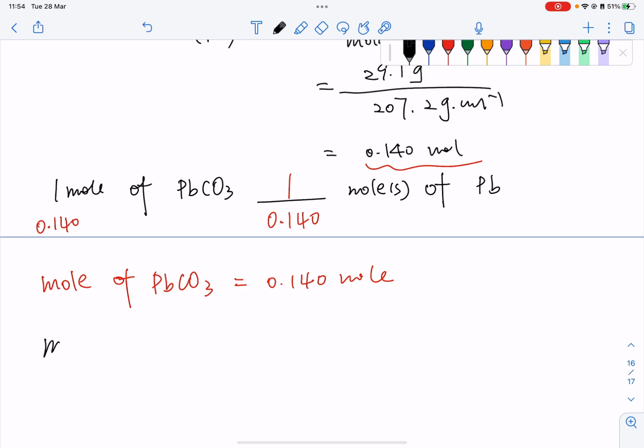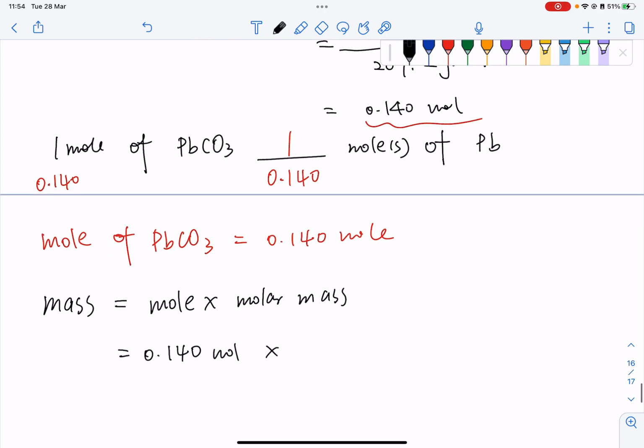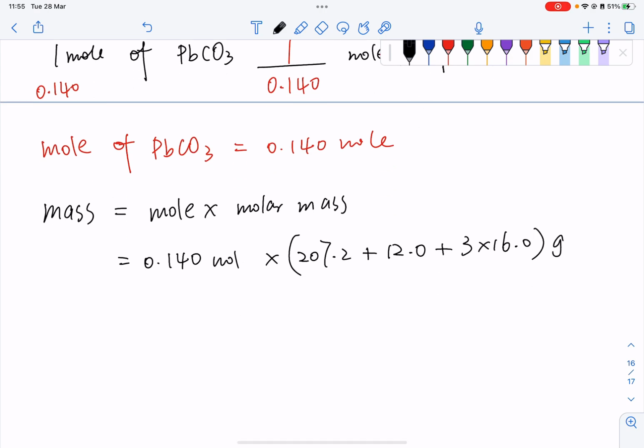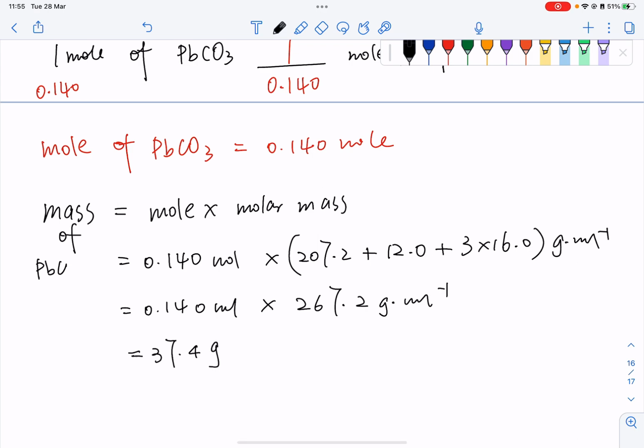If we have the mole, can we calculate the mass? Remember, mass is the mole times molar mass, right? So here we can use 0.140 mole times the molar mass, which should be 207.2 plus how many carbon? Only 1 carbon, right? 12.0. How many oxygen? 3 oxygen. That will be 3 times 16.0 gram per mole. So the molar mass here would be 267.2 gram per mole. And then if we times it all together, this one would be 37.4 grams. This is the mass of PbCO3.